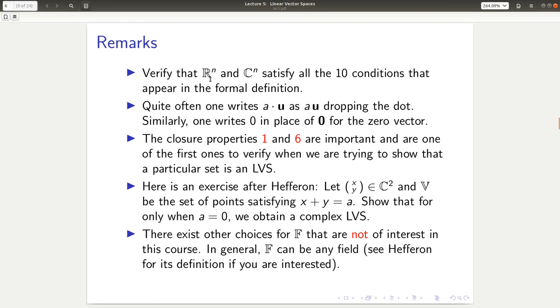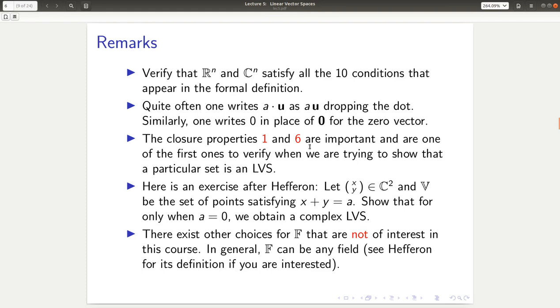And you will quickly see that the proof for Rn and Cn is identical, so it's enough to do one of them. And then quite often one writes a dot u not as a dot u, one drops the dot and writes just au. Similarly, one just writes 0 for the zero vector. But this is very important.